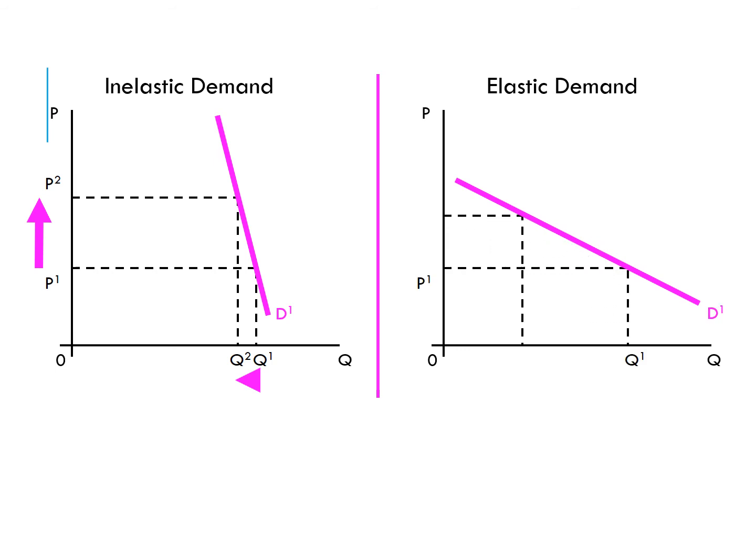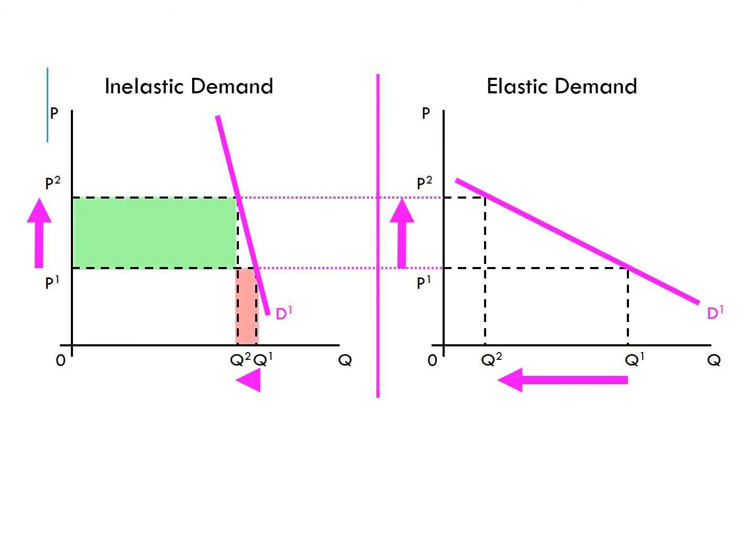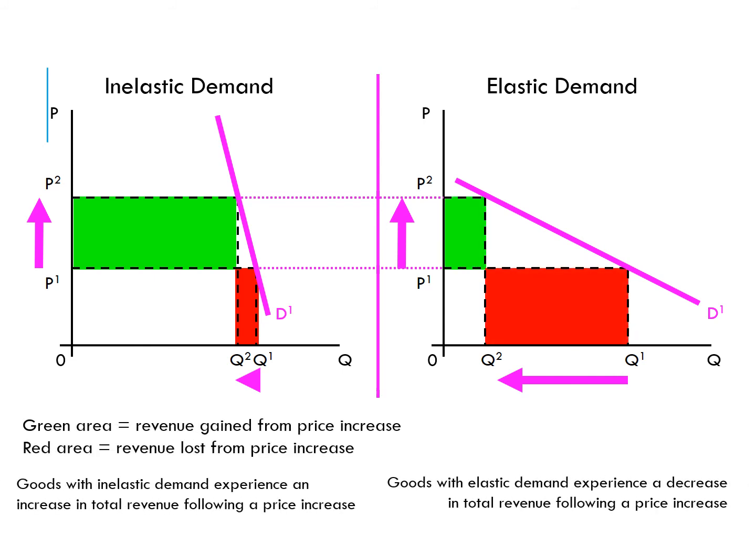If we have elastic demand and we raise the price by the same amount, P1 to P2, we can see there's quite a big fall in demand from Q1 to Q2. On the left-hand side, the green area indicates the extra revenue the business would receive, and the red area indicates the lost revenue. We can see when there's price inelastic demand, the increase in revenue from a price rise is much bigger than the revenue that's lost. When we have price elastic demand, the increase in revenue is much smaller than the loss of revenue. So overall, on the left-hand side, this business has gained from raising its price, whereas on the right-hand side, this business has lost. It's got a smaller revenue from raising its price.